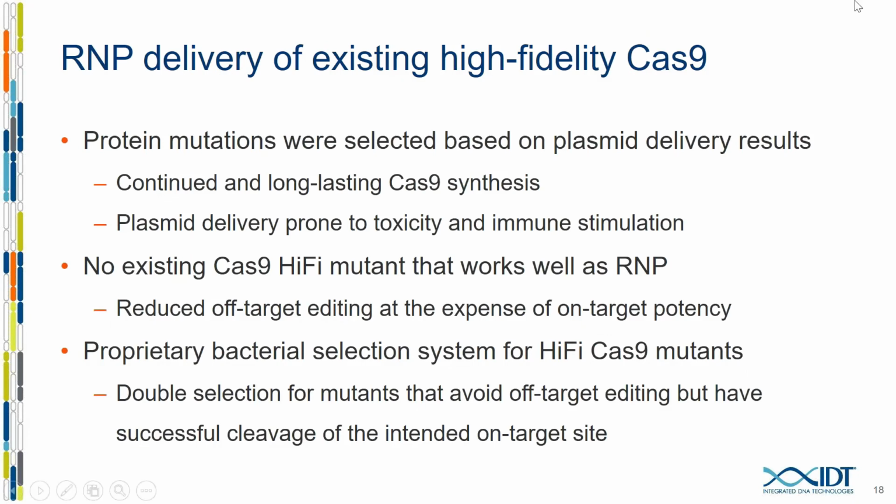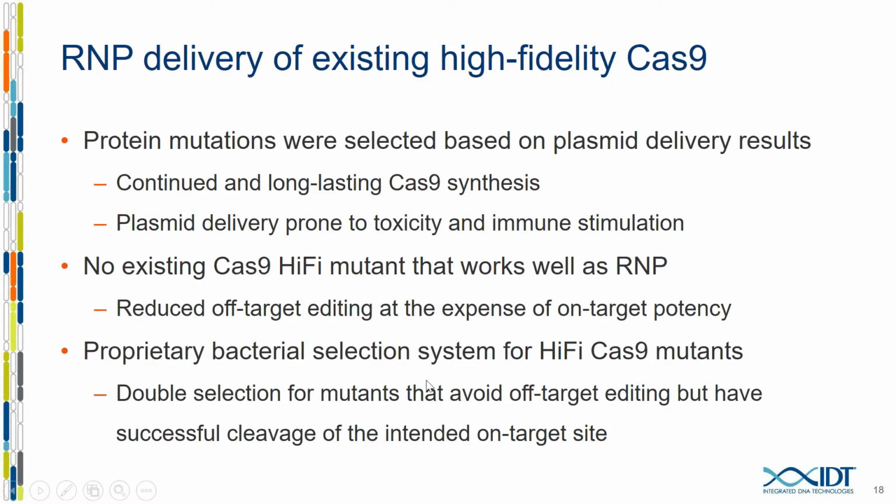So these mutants were selected based on plasmid results, where you have continued and long-lasting Cas9 synthesis. It's always being re-expressed. We know that plasmid delivery is prone to toxicity and problems with the immune system, so we don't favor it. We like RNP. And we found that no existing HiFi mutant works well as RNP, and that includes more than just ESP-Cas9 and SP-Cas9HF1. We've also looked at HiFi Cas9, Evo-Cas9, and X-Cas9, and we always find the same thing, a reduction in off-target editing at the expense of on-target.